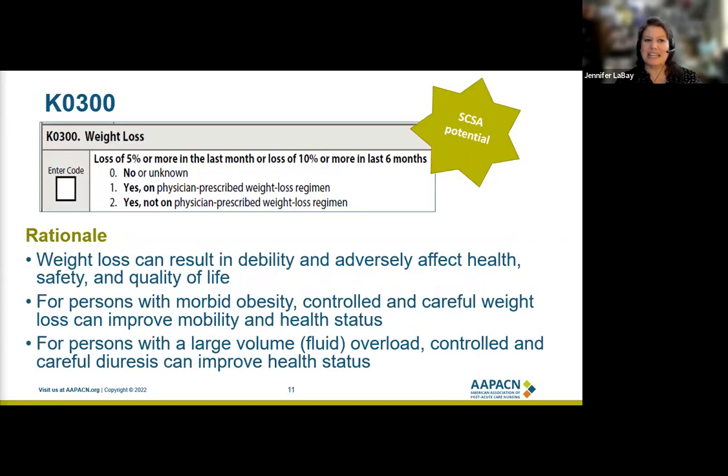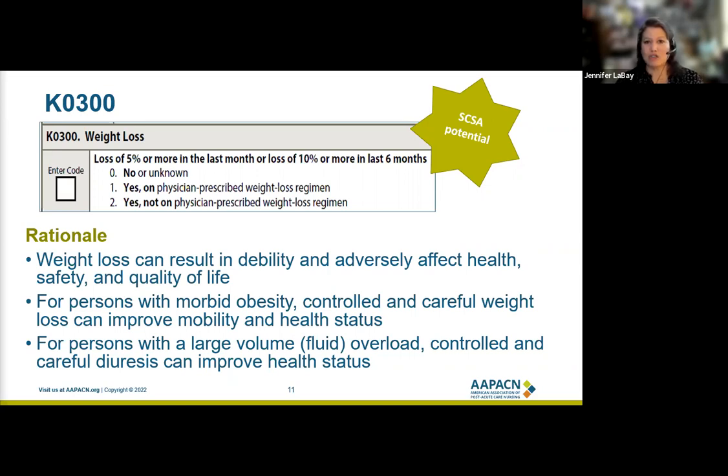And the reason being is the documentation of weight loss and weight gain. So weight loss at K300 documents weight loss of either 5% in the last month or 10% in the last 6 months or 180 days. The rationale for this item is that weight loss can cause debility, adversely affect health, safety, quality of life. For residents with morbid obesity, however, a controlled weight loss could improve mobility and health status. So it goes both ways. Also, residents with fluid overload could benefit from a controlled weight loss through careful diuresis.